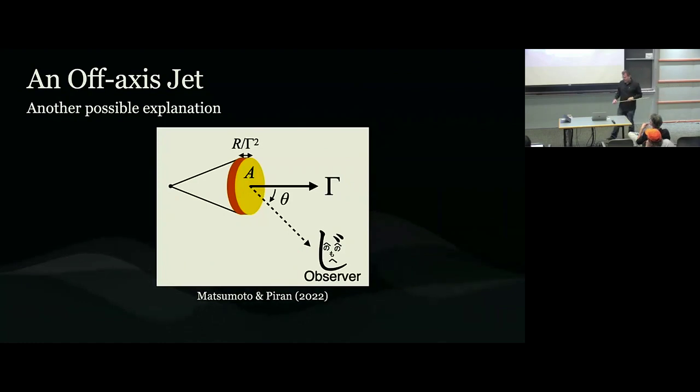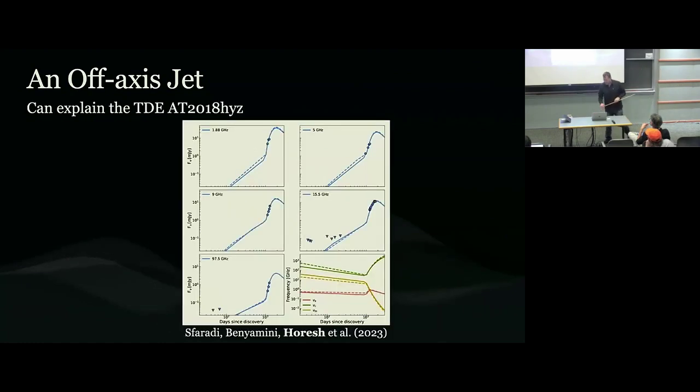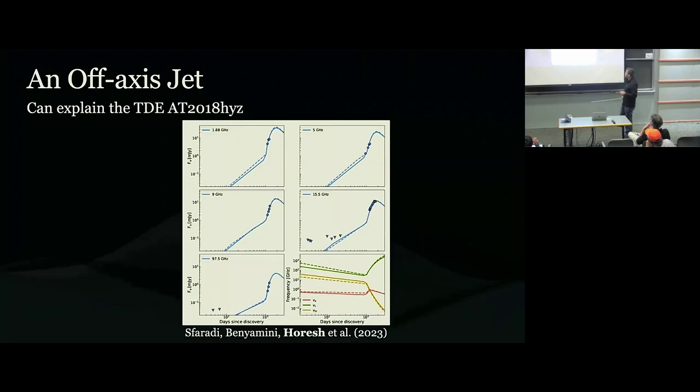And following that, my student Itai Sfaradi, together with Paz sitting here, applied this model to 18HYZ, including our own data set from AMI again, this beautiful dense light curve at 15 gigahertz. And we find that it actually can be explained by an off-axis jet, but again, this is not saying that this is what's happening. It's another possible explanation.